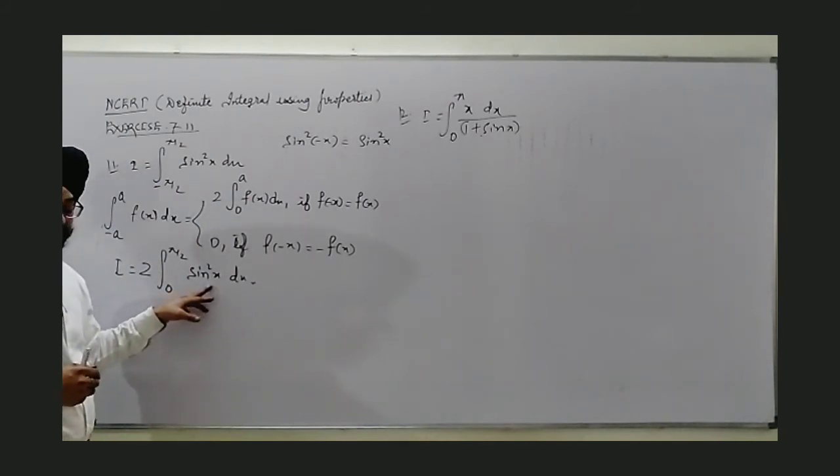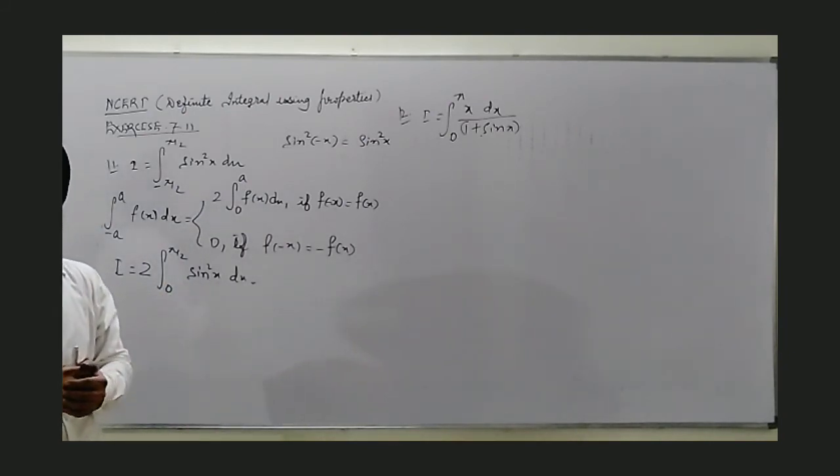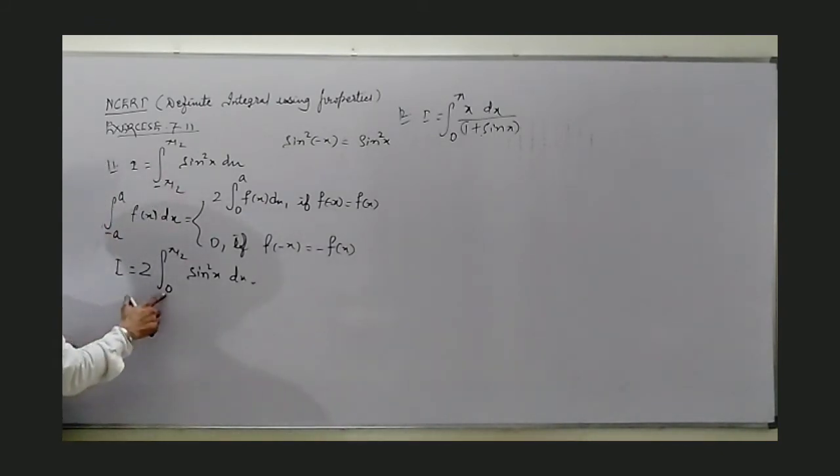So if I want to integrate directly, I need to apply the 1 minus cos 2x upon 2 formula, which we have done earlier. So let's try some shorter method. For that, it starts with 0, so we will try the application of property number 5.